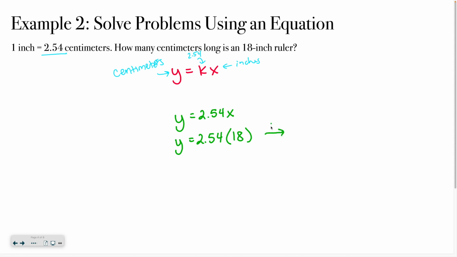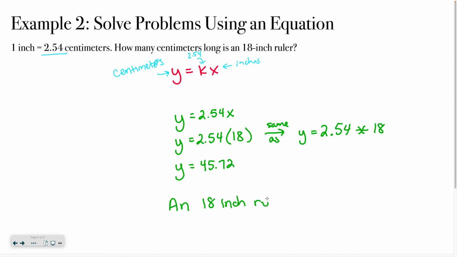That is the same as if I were to write y equals 2.54 times 18. Okay, they're the same thing. My preference is usually just to use some parentheses, but you can do whatever you're most comfortable with, okay, as long as you're multiplying. And then if I were to actually multiply that out, I would get y equals 45.72. So I would say an 18-inch ruler is 45.72 centimeters long.